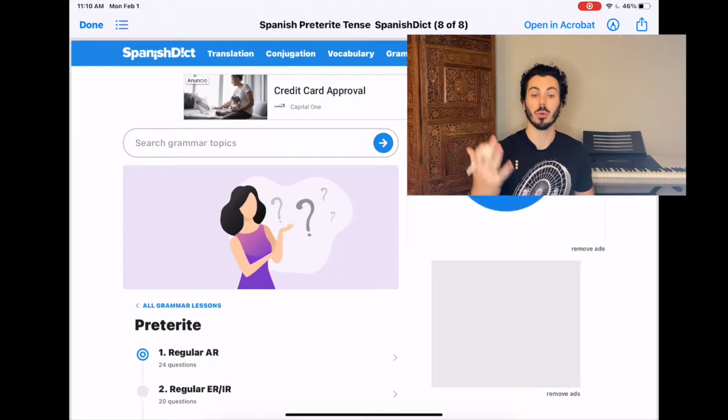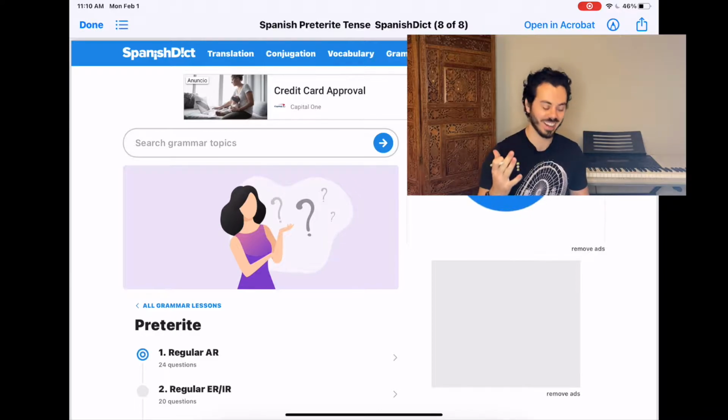So we're here with the Preterite Tense. So you should see me in picture, which is very cool because I've seen other YouTubers do it and I was like, oh, that can't be that hard. Turns out it's a little harder than I thought, but we're here.